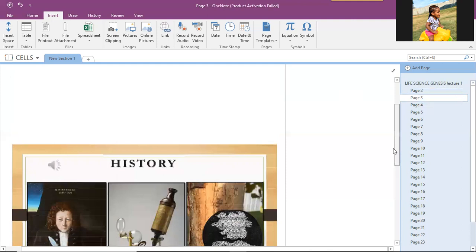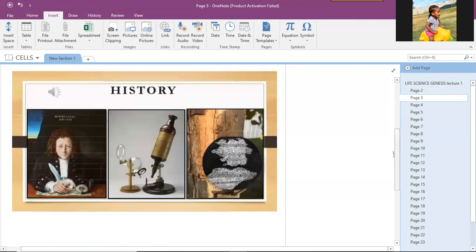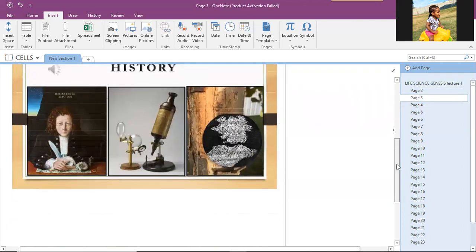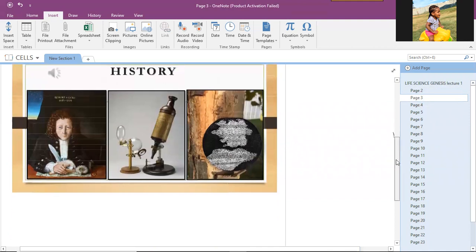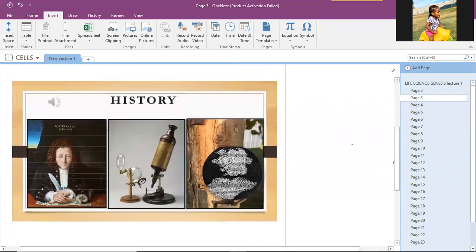All right, so let's talk a little bit about the history. One of the people who pioneered cell theory development is a scientist known as Robert Hooke. Robert Hooke was one of the first people who actually discovered cells.